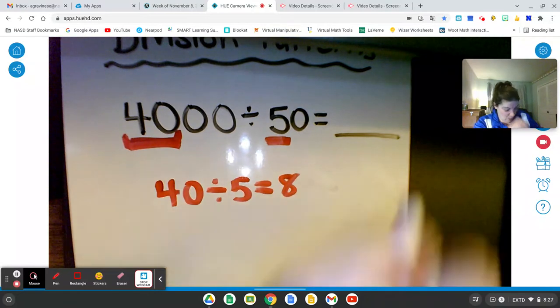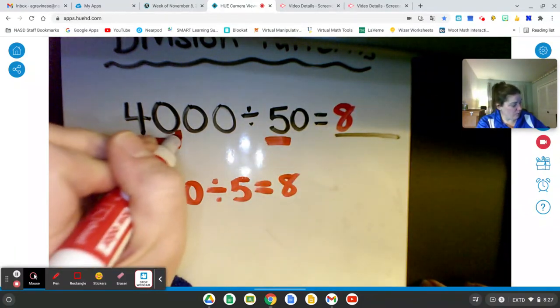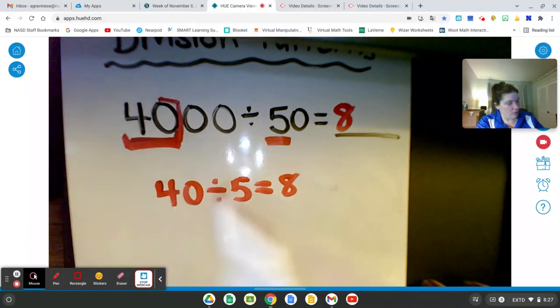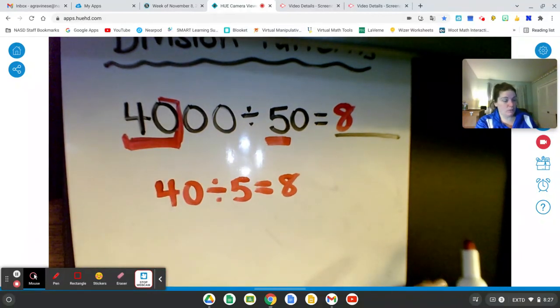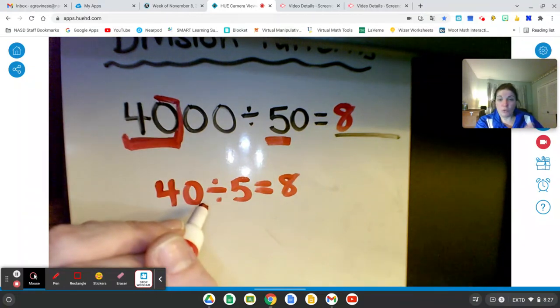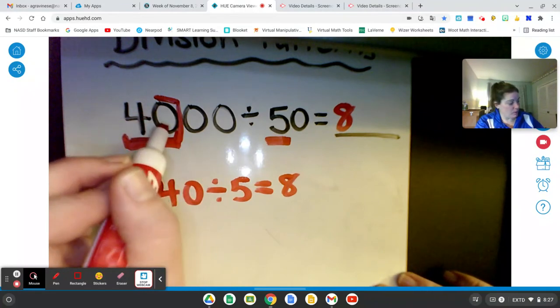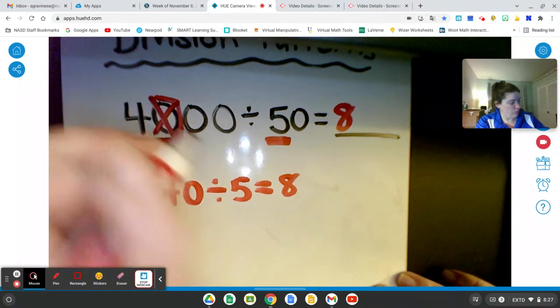All right, so I know I have an 8 in my answer. Now be careful. This 0 is used. That 0 was used for my basic fact. So that 0 cannot be used again. There's no double dipping. Okay, this 0 is gone. You can cross it out if you want to. It's dead.